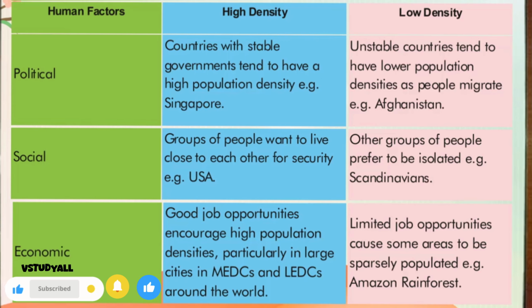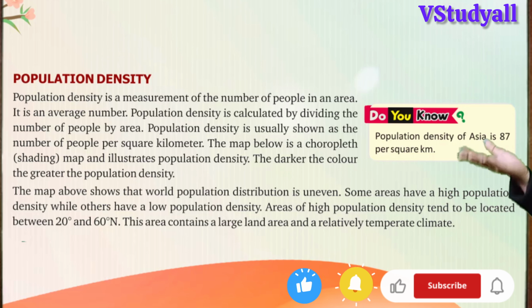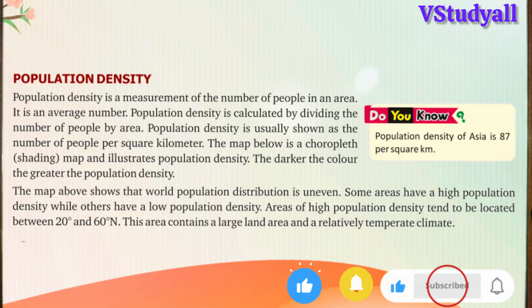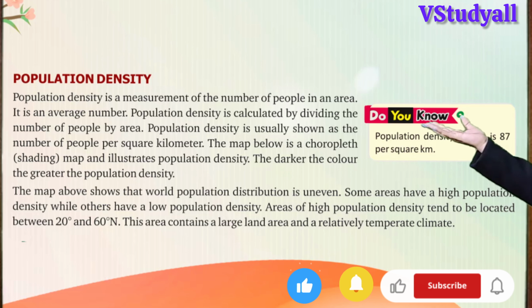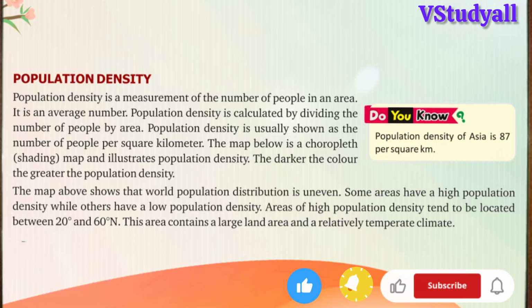Example, the Amazon rainforest. Density. Population density is a measurement of the number of people in an area. It is an average number. Population density is calculated by dividing the number of people by the area. It is usually shown as the number of people per square kilometer. The map below is a choropleth shading map and illustrates population density. The darker the color, the greater the population density.